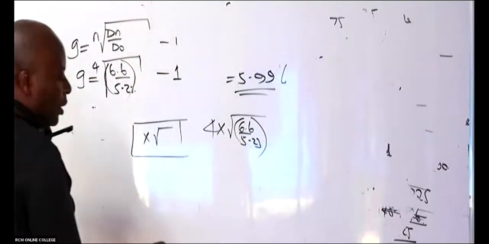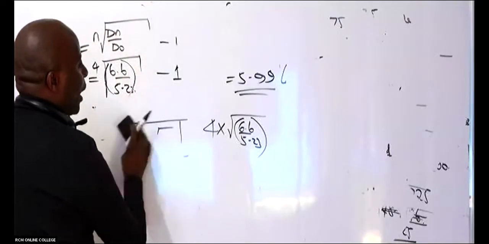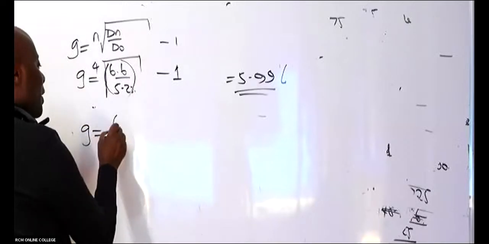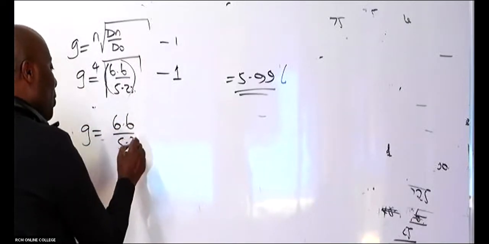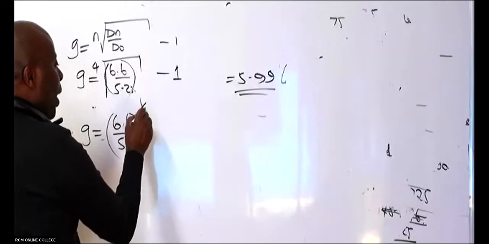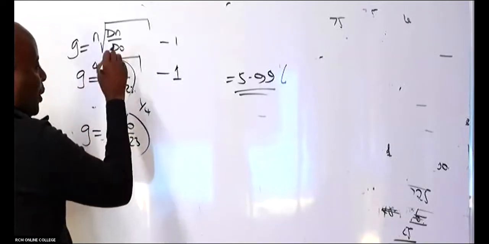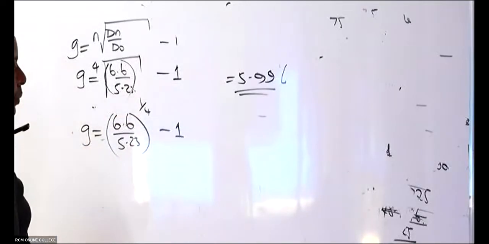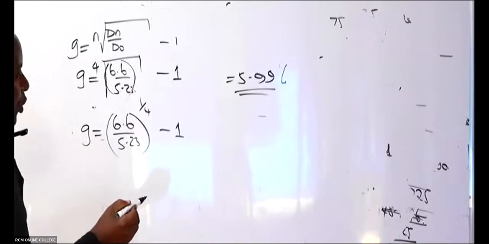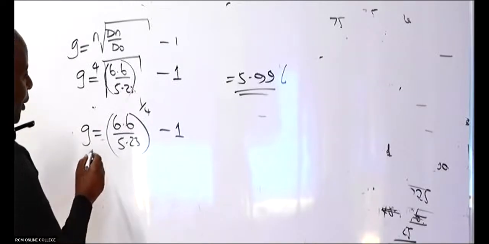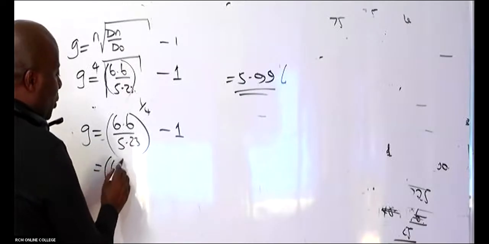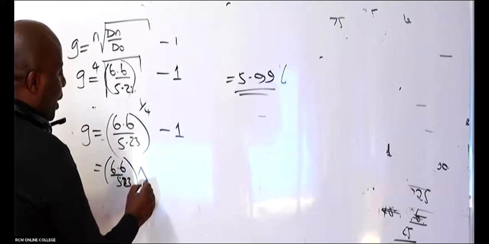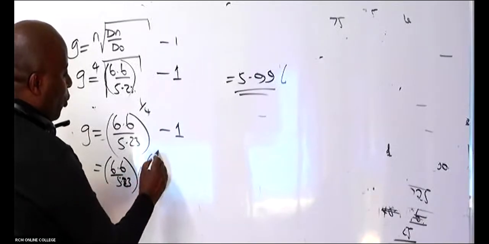And of course, there are those students who can never see this x root. I know them. If you can't see the x root, this is the same as saying 6.6 divided by 5.23 raised to a quarter. Fourth root is the same as raised to a quarter, minus 1. For some people, raising is easier. So you say, in brackets, 6.6 over 5.23, raised to 1 over 4.